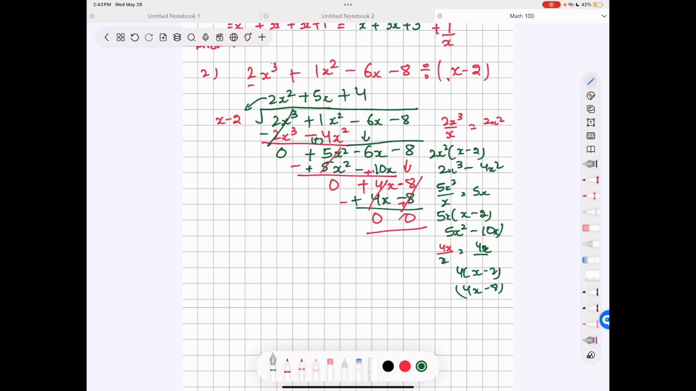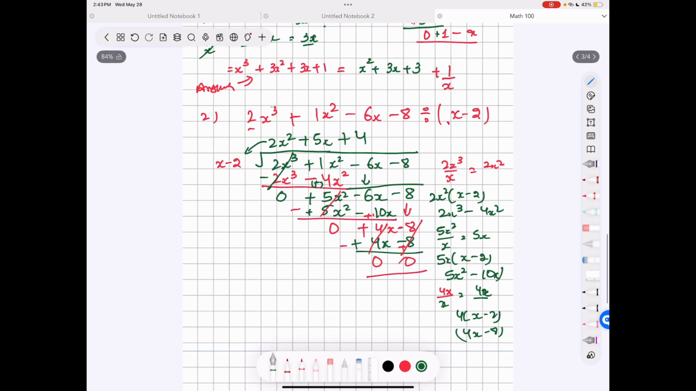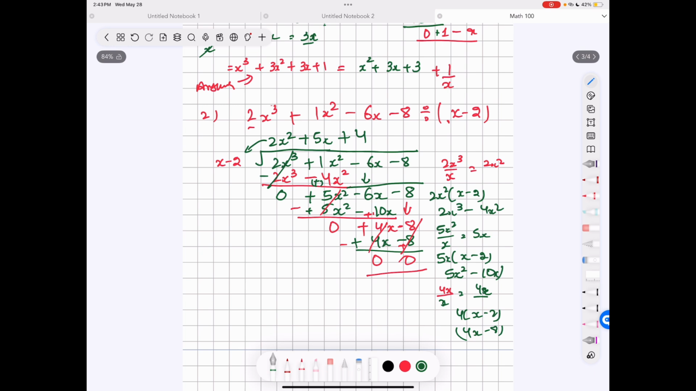So this is how you solve the long division. Again, if we want to write it as an answer, we can write it as 2x cubed plus 1x squared minus 6x plus 8 is equal to 2x cubed plus 1x squared plus 5x plus 4 divided by x minus 2. This would be our final answer.